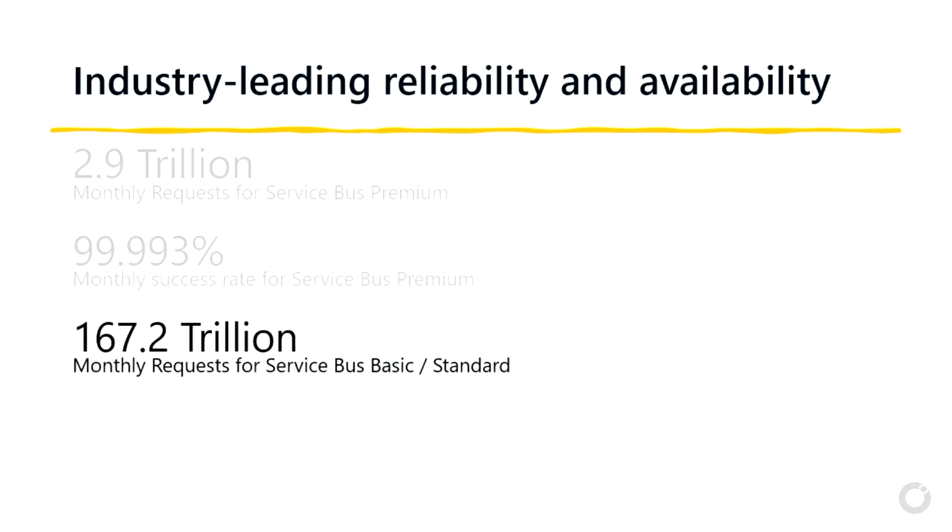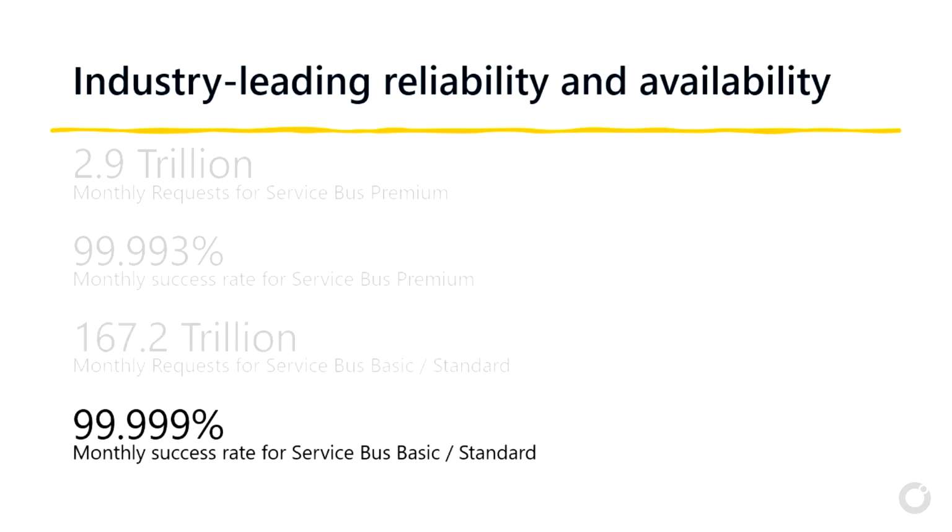So let's have some bigger numbers for standard and basic. 167 trillion messages per month. And here we have 99.999%. Of course, like I said, on the premium we are doing a lot more stuff, so there are also more components that can have something happen. Also here, once again, this is our internal success rate, so if you actually look at the success rate as a customer, it's even more nines. And this is why we are saying that we have industry-leading reliability and availability. We make sure that your messages are being kept, and we make sure that we will never lose these.